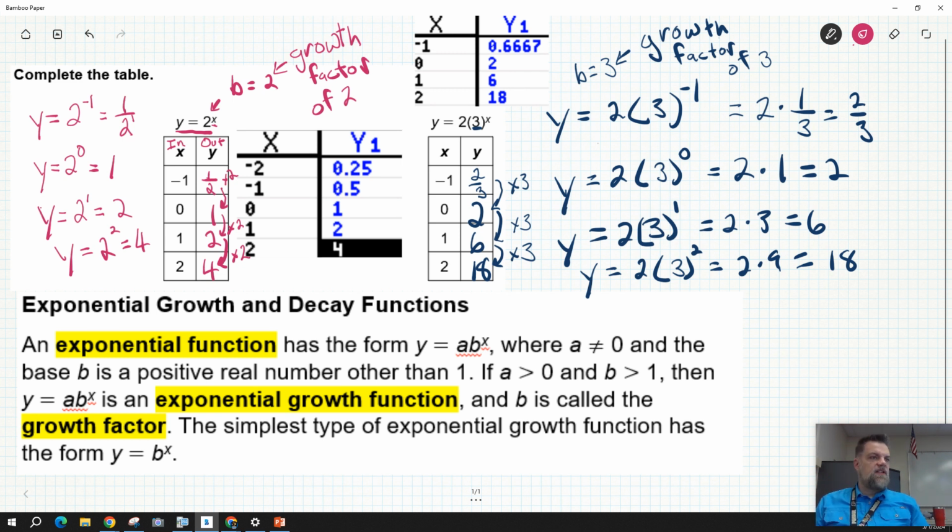Then we got to go to the next slide. But in order for there to be growth, if there's a doubling effect, right, that would have a growth factor of 2. If there's a tripling effect, that would have a growth factor of 3. And we call it growth because you're multiplying by a number that makes the next number bigger. In other words, it increases. 1/2 to 1 is an increase. 1 to 2 is an increase. 2 to 4 is an increase. Well, how much of an increase? By a growth factor of 2. Over here, 2/3 to 2 is an increase. 2 to 6 is an increase. 6 to 18 is an increase.